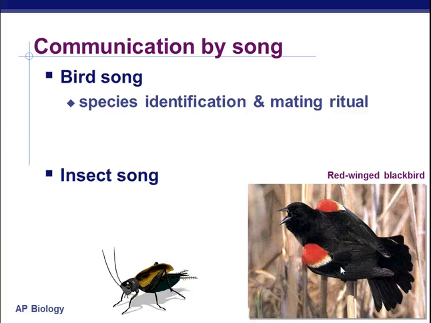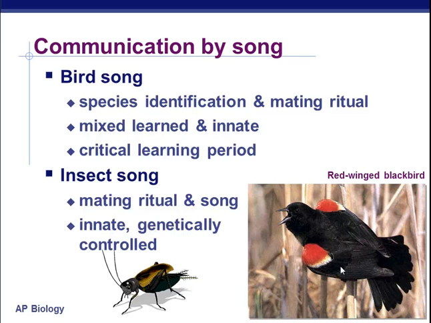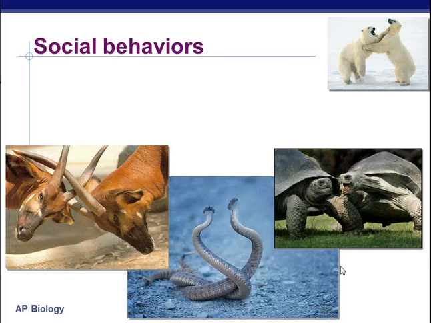Birdsong is also part of their mating ritual. That is, of course, a mixture of learned and innate behavior, as you learned about earlier. And birdsong, of course, has to be learned during that critical period. The insect song is part of the mating ritual. And insect song is innate, it is genetically controlled, so that is not a learned behavior.